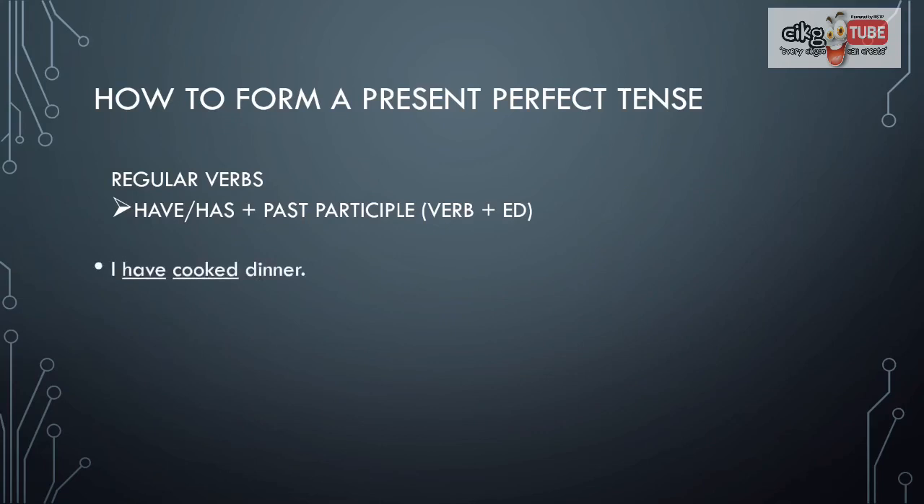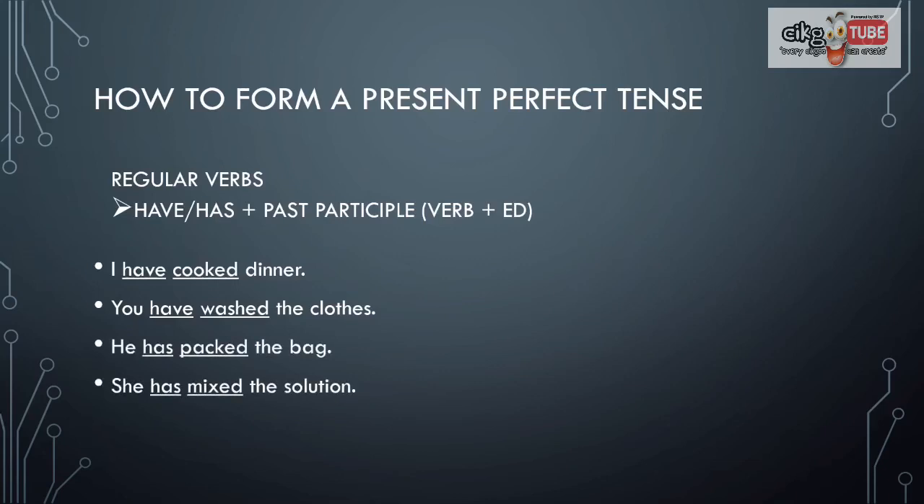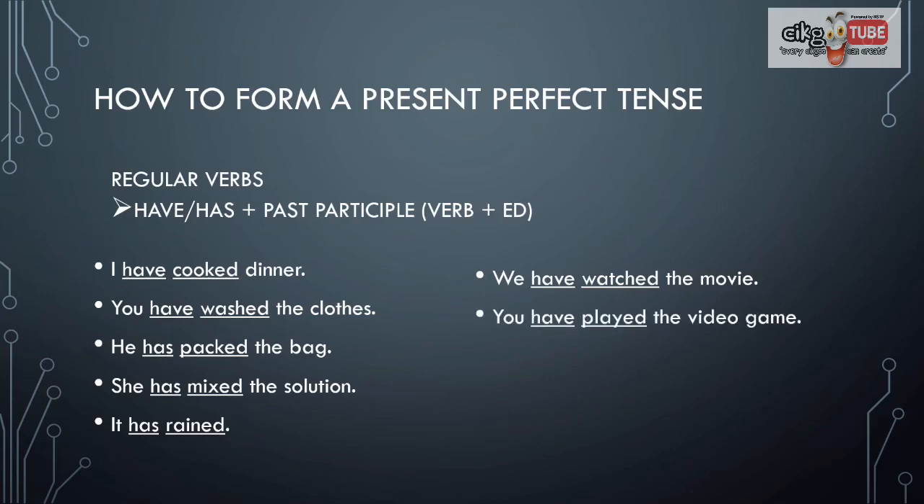For example, I have cooked dinner. You have washed the clothes. He has packed the bag. She has mixed the solution. It has rained. For plural forms, we have watched the movie. You have played the video game. They have passed the message.